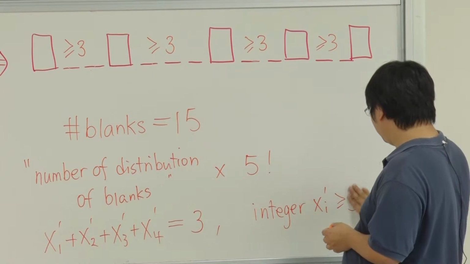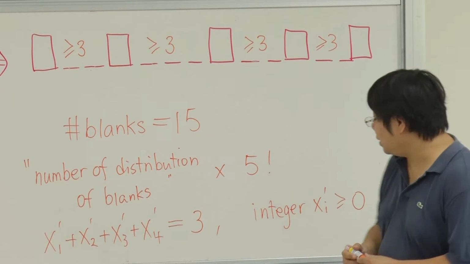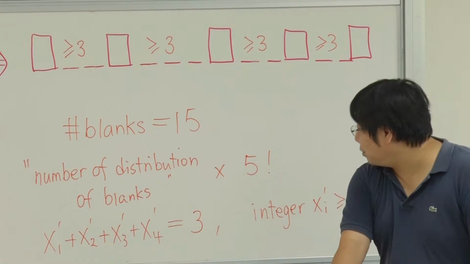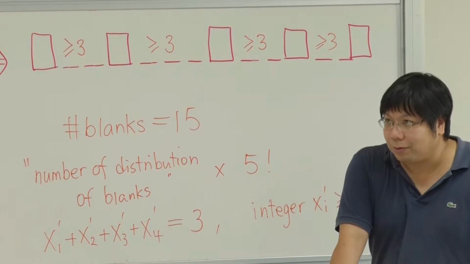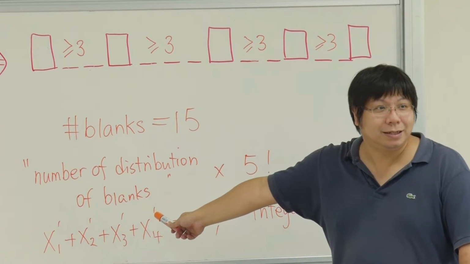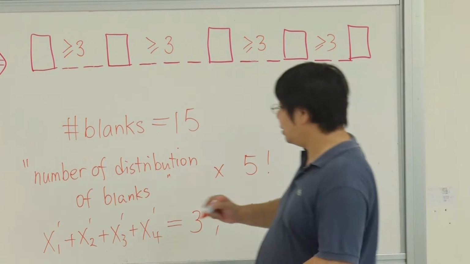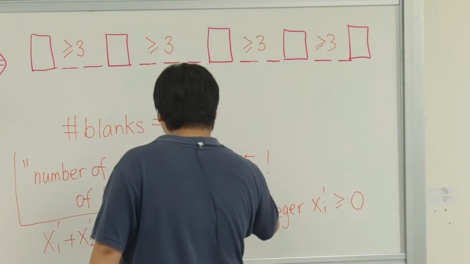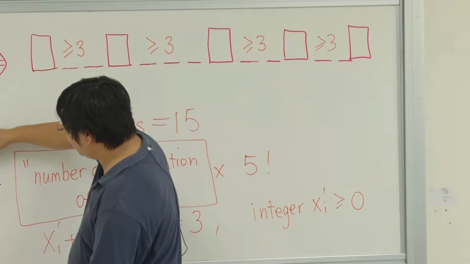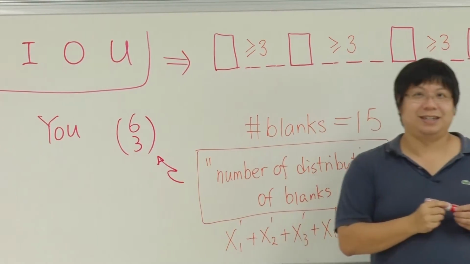So we have x prime greater than or equal to 0, something like this, and this is going to be easy. How many ways such that 4 integers add up to 3, and each integer is greater than or equal to 0? So this is 3 balls. How many bars? 3 bars. So the number of distributions will be equal to 6 choose 3. Is that okay? That's it. Okay?